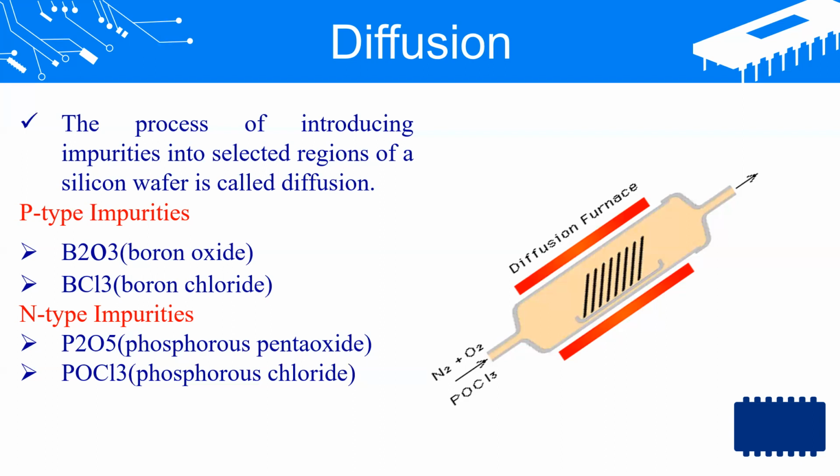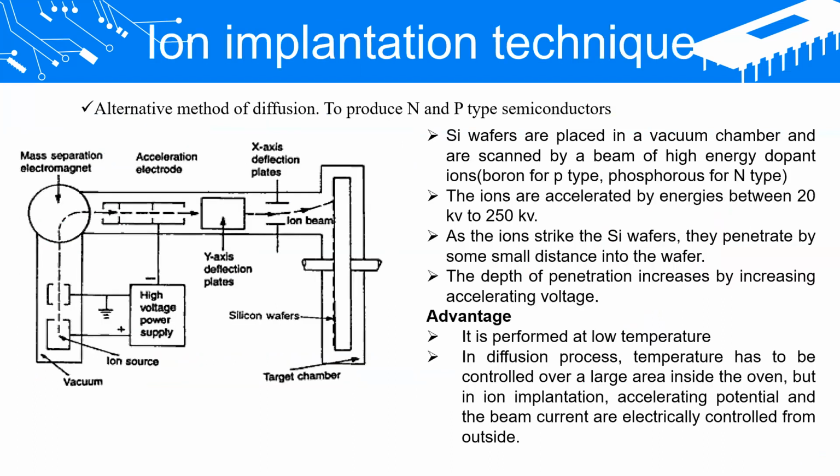In the liquid form, typically nitrogen and oxygen are used as carrier gases. So inside we are placing phosphorus chloride particles, and as carrier gases we are using nitrogen and oxygen, and maintaining the low temperature here. So this is the procedure we use in the diffusion process.